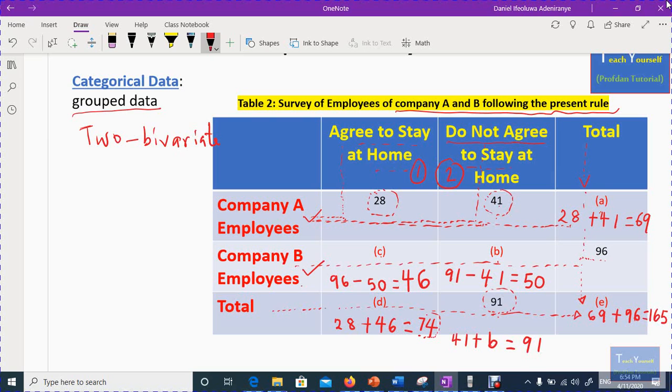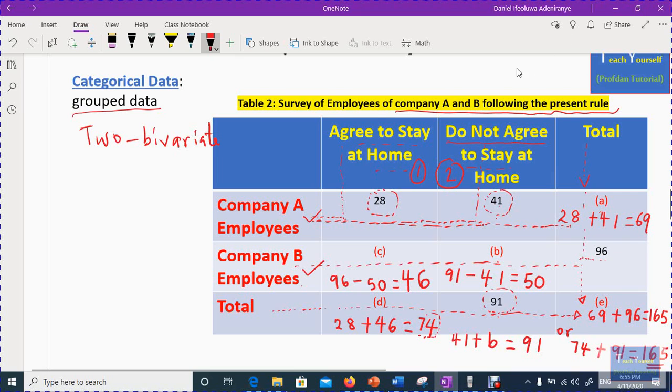Okay, now let's look at it from this row. Total: 74 plus the next one, 91. This is also going to give you 165. So we have a perfect calculation, because the total here must be the same when you do it column-wise or row-wise. So this is an example of a two-way table.